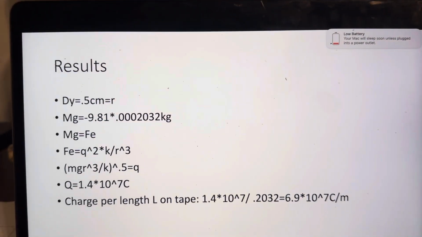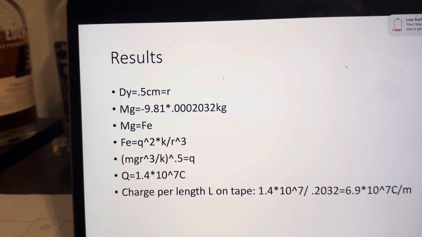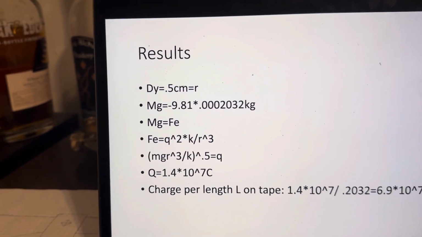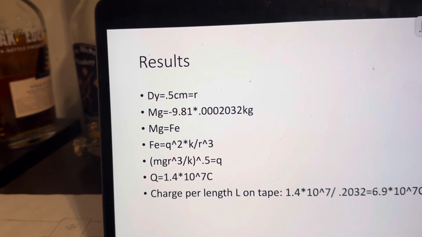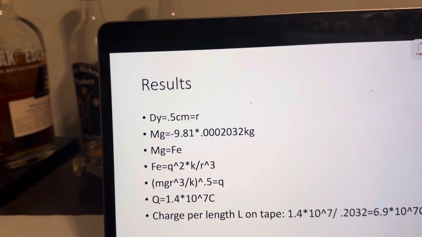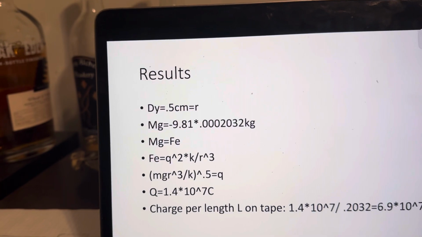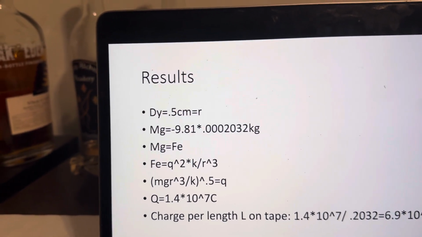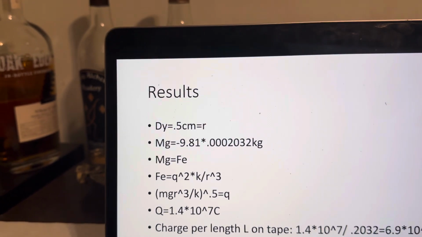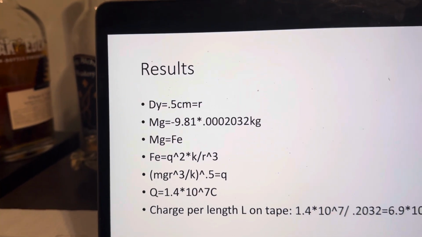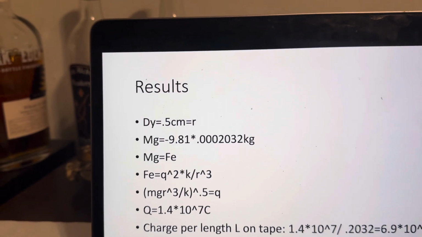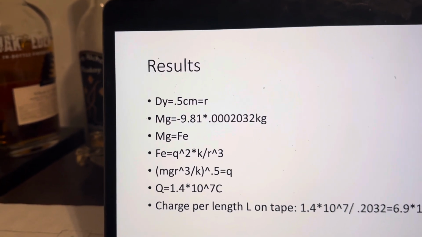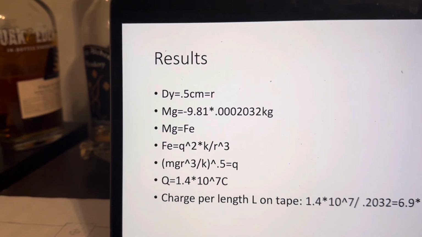So the results: the tape that was suspended was moved up 0.5 centimeter by the electric force, and so that will be our radius r in this case for the electric field equation. The force of gravity was negative 9.81 times 1/5 of a gram, and because it was held stationary once the charge was introduced underneath, at that point, with that radius, gravity must have been equal to the electrical force.